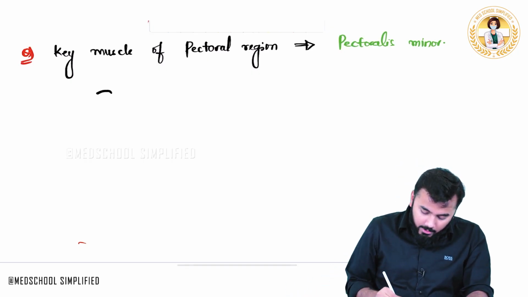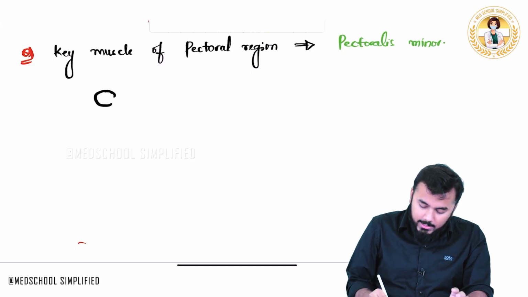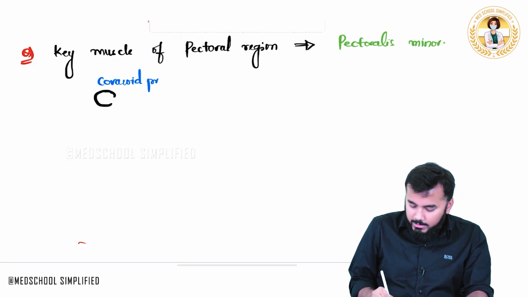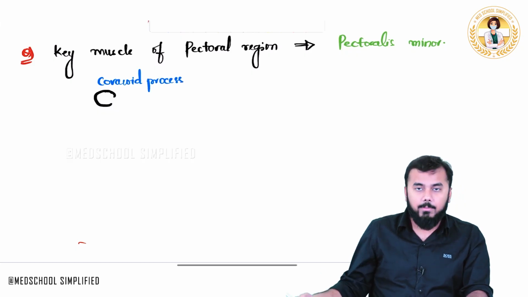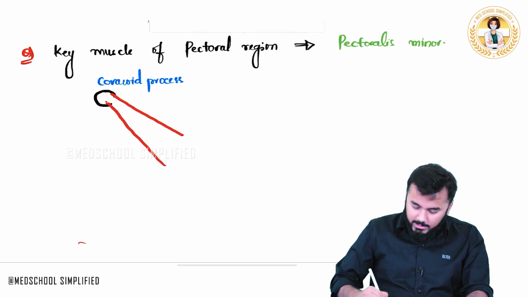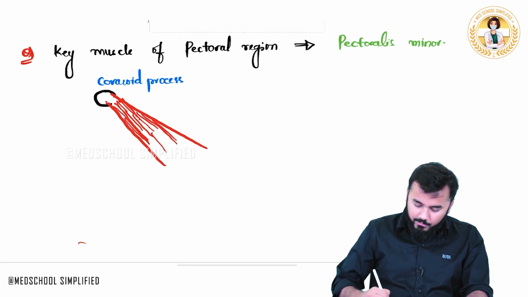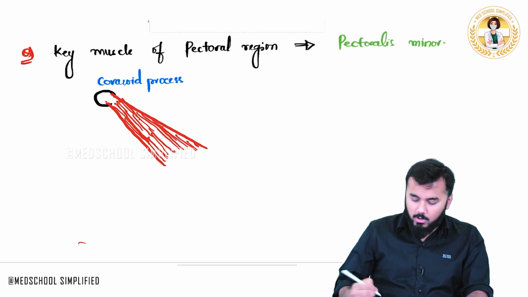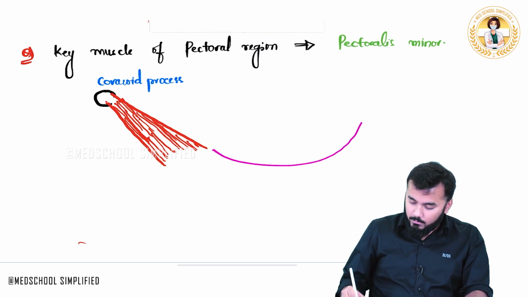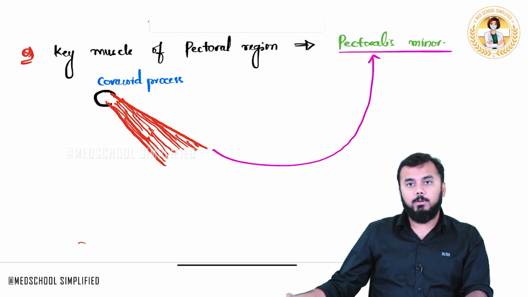See guys, let us say that this is the coracoid process of the scapula. Now from this coracoid process, we have got a muscle that is emerging out like this, right? So what is this muscle that is emerging out of this coracoid process, guys? This is called the pectoralis minor muscle.